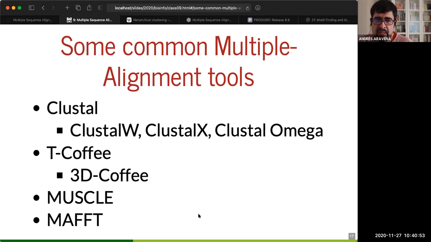There are many differences, and to be honest, you have to go and read the manual if you want to know the difference. Probably the point is that if you have a set of sequences that you want to align, you should try to align them with more than one tool and see if the different tools give you more or less the same result. Because if they give you very different results, you know that you are in trouble.